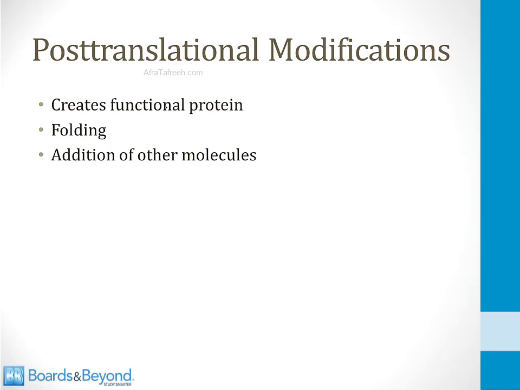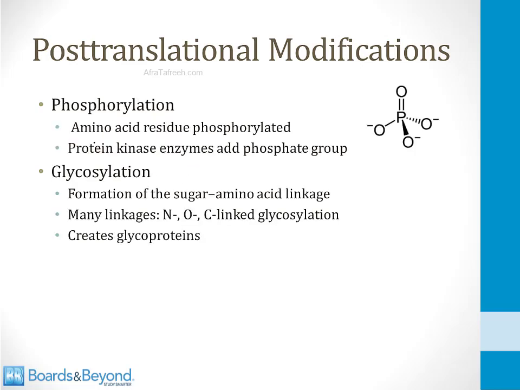After translation, many proteins undergo post-translational modifications. These are modifications to the protein molecule that are necessary to make it functional. They include things like folding the protein. They also often include addition of other molecules. I'll go through just a couple of examples of post-translational modifications.